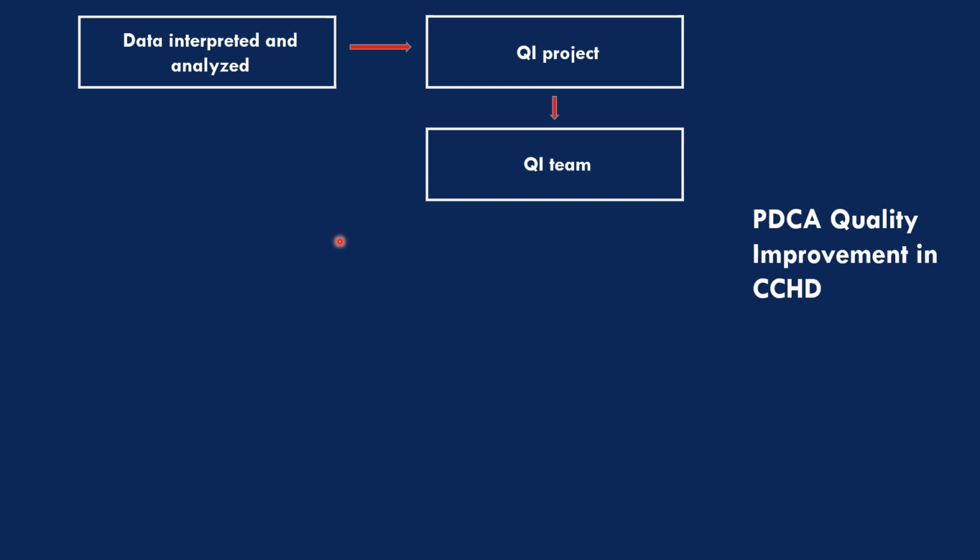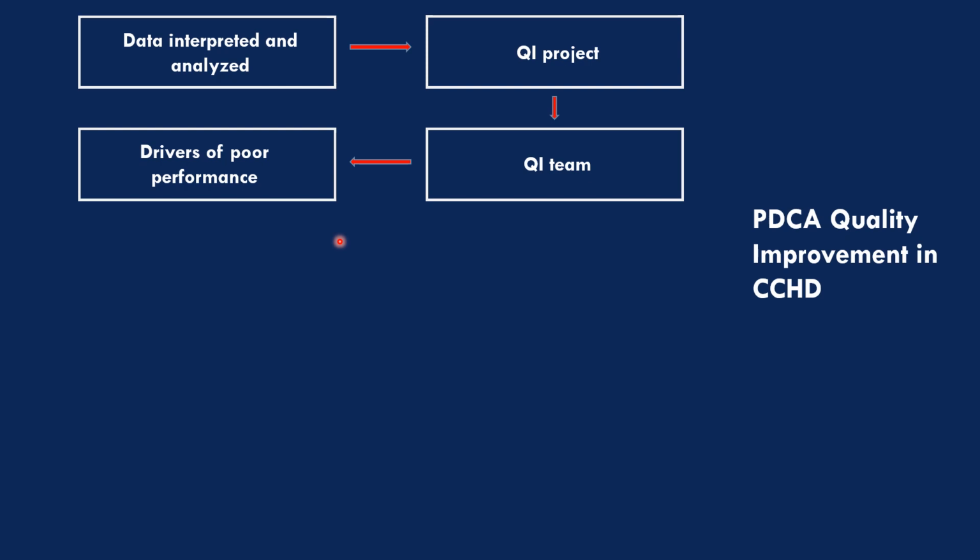The third step is where a quality project team is chosen or decided upon. And the team may consist of not only Cattaraugus County Health Department staff, but also outside staff from other agencies, clients, or program stakeholders. Now, our fourth step is where we identify the drivers of poor performance.